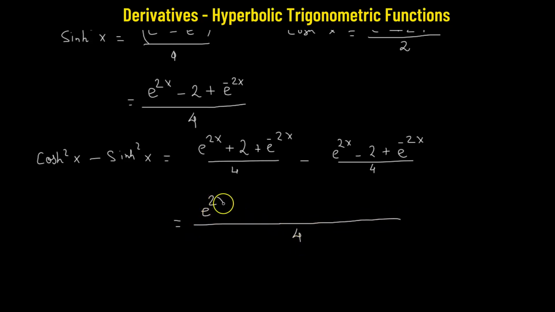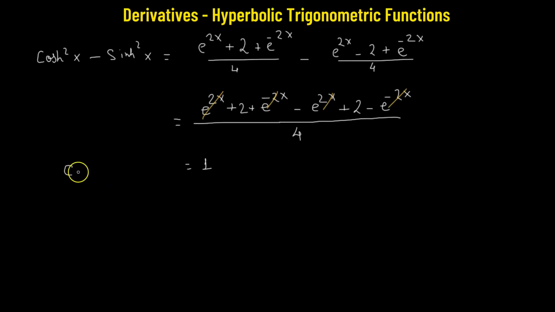We have e raised to the power of 2x plus 2 plus e raised to the power of negative 2x, minus e raised to the power of 2x plus 2 minus e raised to the power of negative 2x. So a few of the terms will get cancelled out, and this leaves us with 2 plus 2, which is 4 over 4, and this is simply equal to 1.